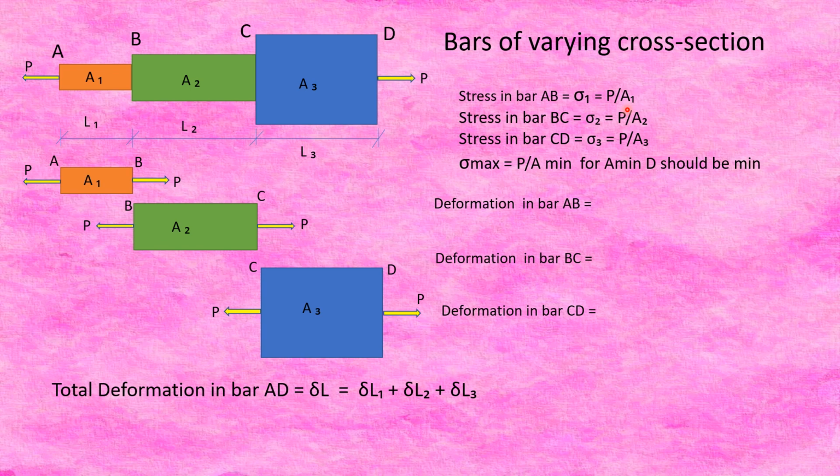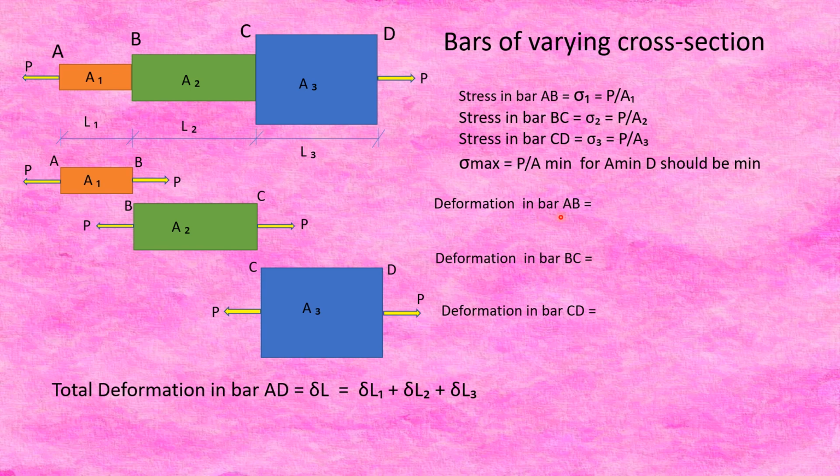Similarly, if we want the stress in the bar BC, it will be called sigma 2 and it will be equal to P divided by area A2. This area A2 is for the bar BC. Now CD, stress in the bar CD, sigma 3 will be equal to P divided by A3. Now if I want sigma max, out of this sigma 1, sigma 2, sigma 3, the sigma max we will get for the area A minimum. Out of A1, A2, A3, whichever area is minimum, in that part we will get the maximum stress sigma max. And for area to be minimum, the bar diameter should be minimum.